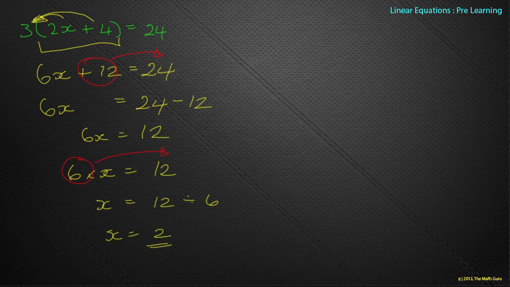Now actually, many of you probably will be sitting there thinking, well, is that the only way to do this? Nope. And the great thing with algebra is there's generally more than one way of doing something. So let's go back to restate the question, and I'll just write it out again. 3 bracket 2x plus 4 is equal to 24.